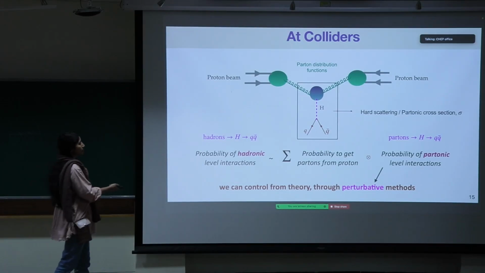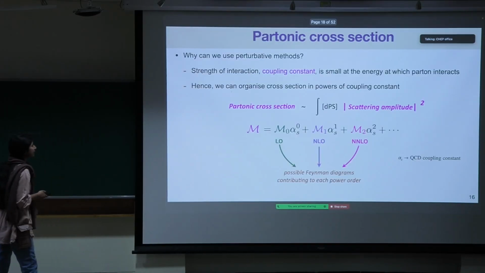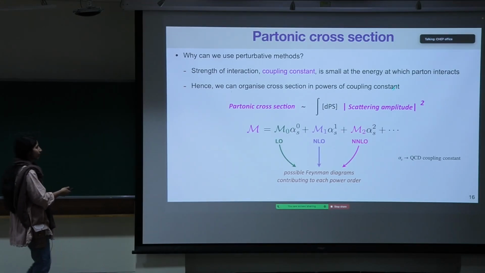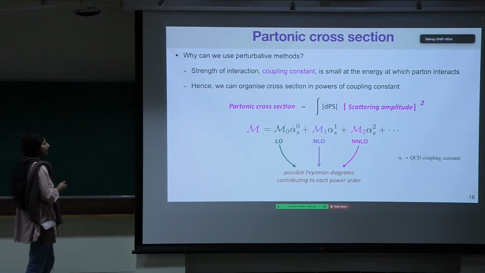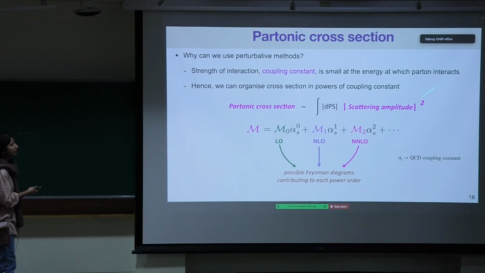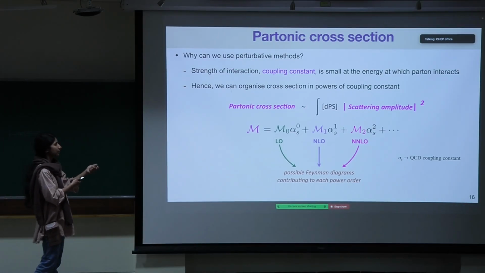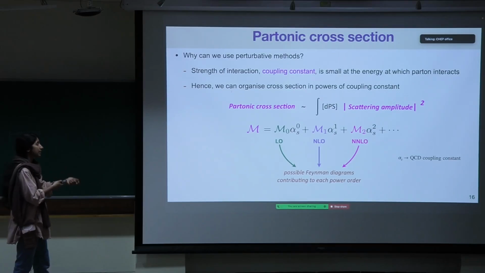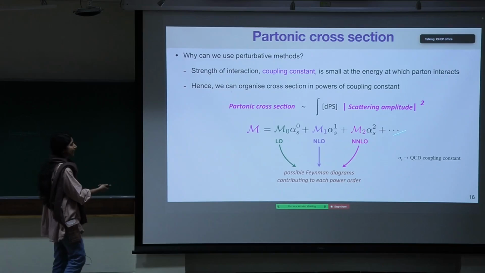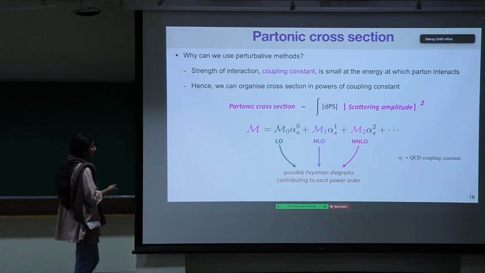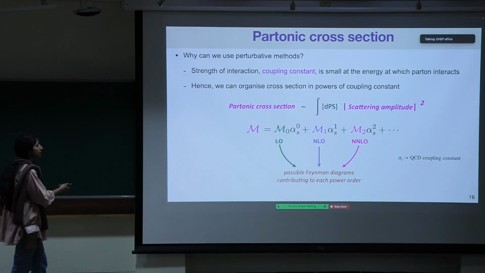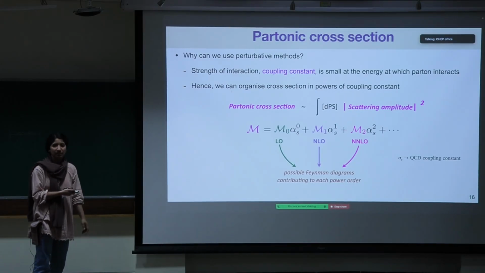Okay, so why can we use perturbative methods in this kind of computation? The reason is that at the energy at which we do these partonic level interactions, the strength of the interaction, that is the coupling constant, is very small. So we can use perturbative methods by organizing the cross section as a power series in the coupling constant. The building block of the partonic cross section is basically the scattering amplitude, so we can express this scattering amplitude as a perturbative series. Here I have taken the QCD coupling constant. It could be the electroweak coupling constant as well.